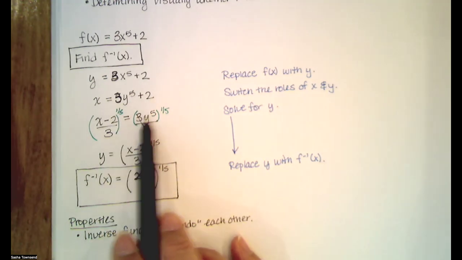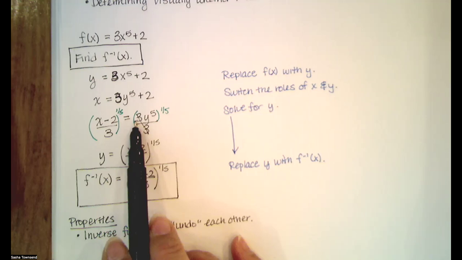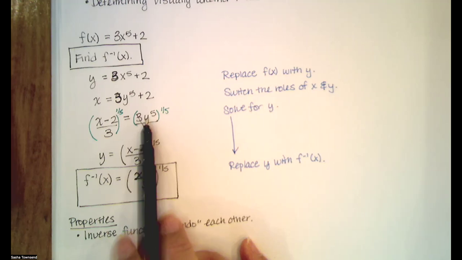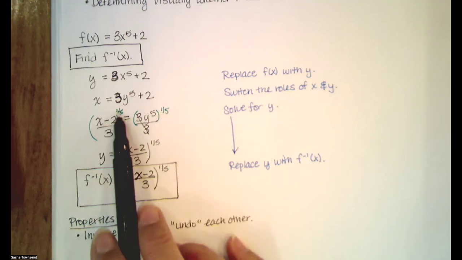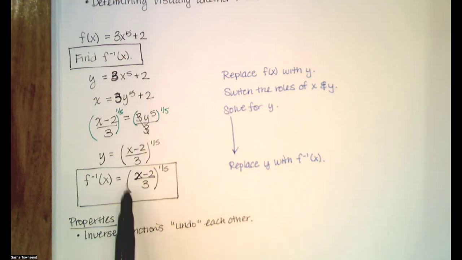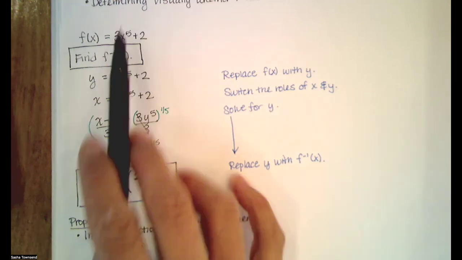And then we say, okay, I've got a 3y to the fifth. How do I get rid of the multiplication by 3? Well, I divide by 3. And then how do I get rid of the fifth power? I raise both sides to the 1/5 power, and so I get this. So it makes a lot of sense that this would be the inverse function of this.